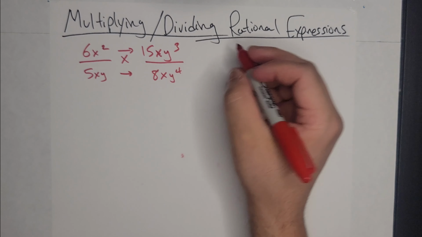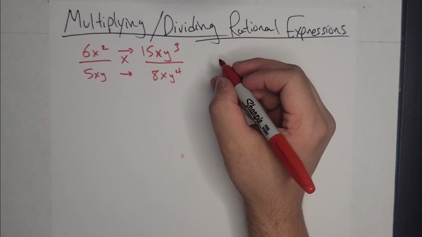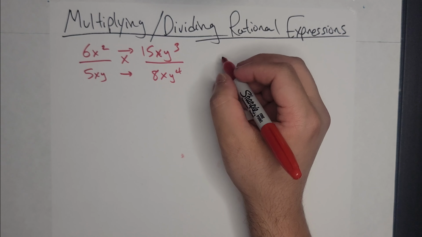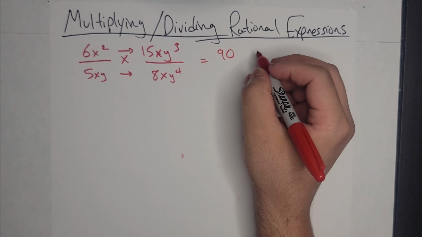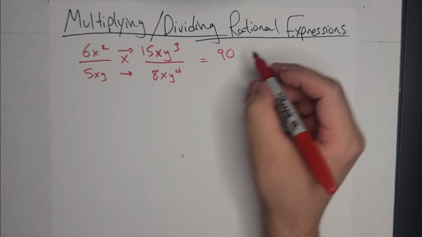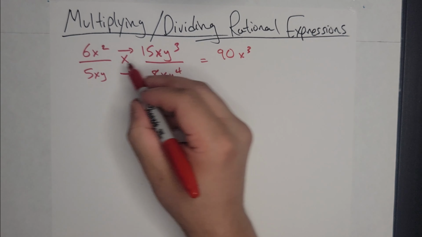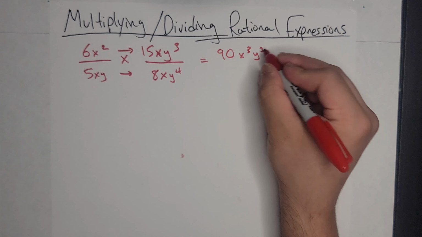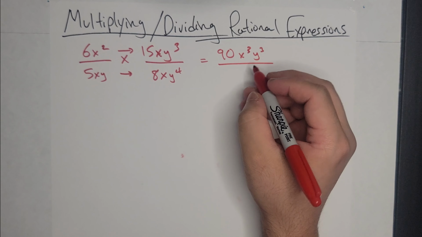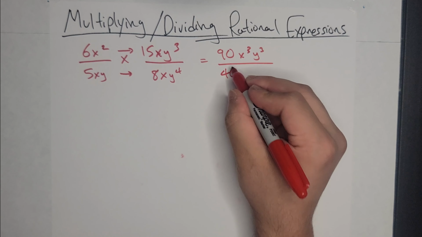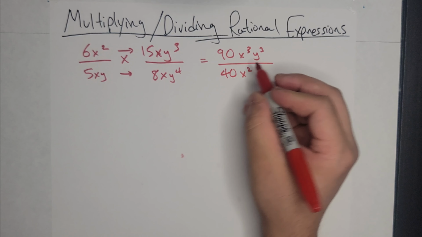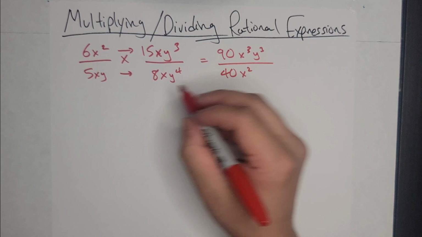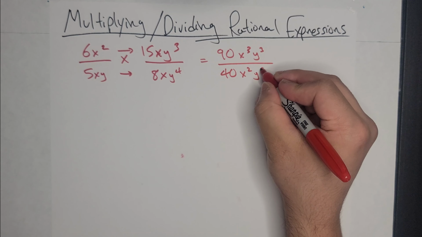And so 6 times 15 should give me 90. And then I can add the exponents, so x cubed, and then I have a y cubed. Same with here. 5 times 8 is 40. X to the 1 and x to the 1 will give me x to the 2. Y to the 1 and y to the 4 will give me y to the 5.